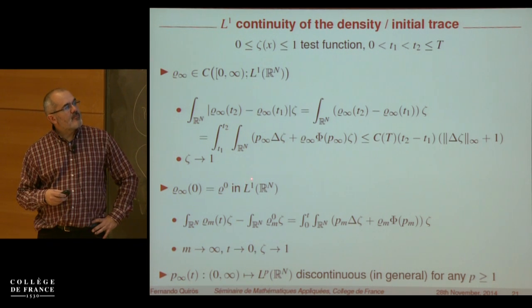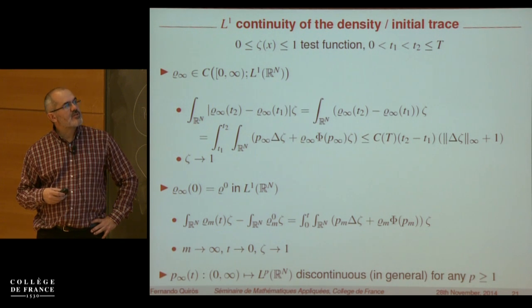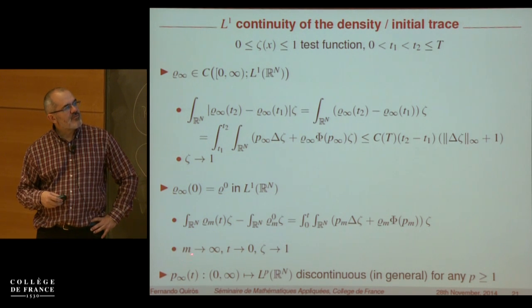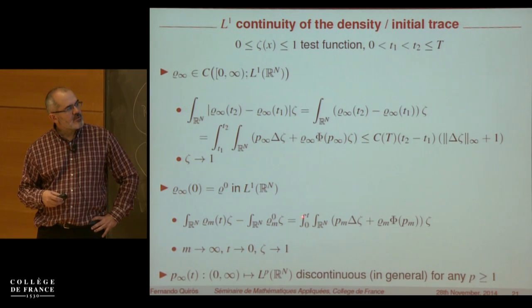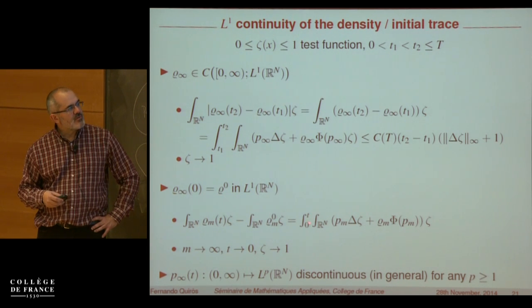So first, you integrate the equation before passing to the limit against this test function. Then you let m go to infinity. So this will approach our initial data. This will approach our limit function rho. All these things will be nice. Then you let t go to 0, and then finally you let zeta go to 1.